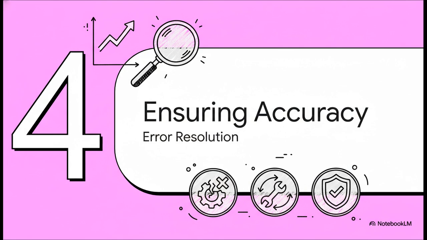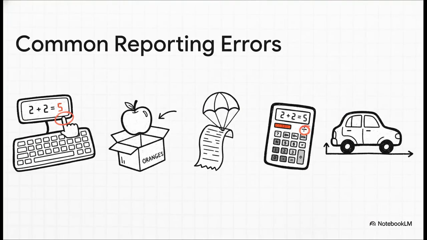We will now cover the systematic methods for identifying and resolving reporting errors. The source document identifies several common errors. These include data entry mistakes, misclassification of items, and incorrect depreciation calculations, that is, errors in allocating the cost of an asset over its useful life. Any one of these can have a significant impact on financial accuracy.